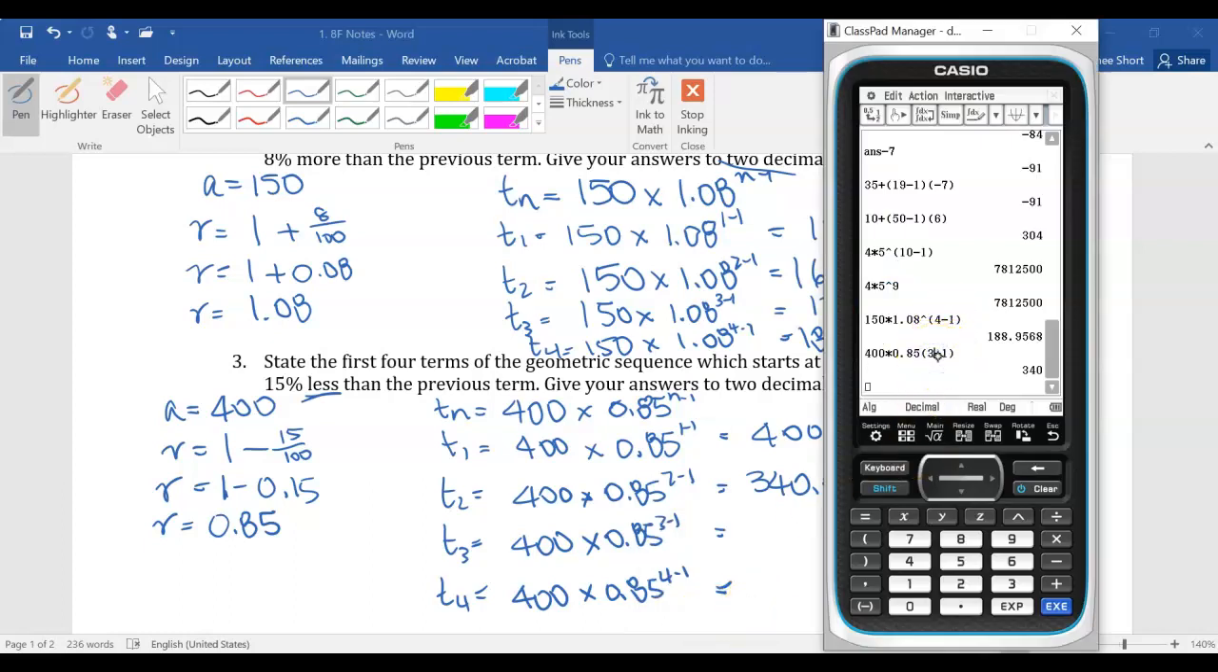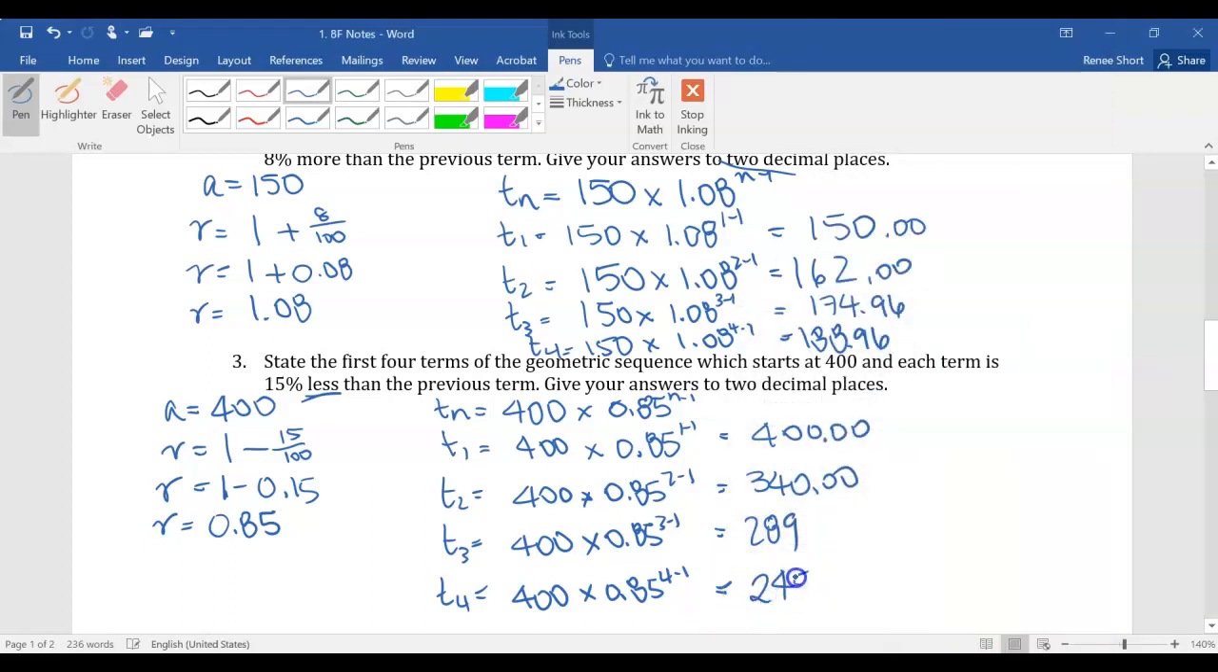I'm just going to change this number in the bracket to be 3. I don't know what it's done there because it's increased it. 400 times 0.85. Oh, I deleted the power, sorry, to the power of 3 minus 1. So it becomes 289. So 289, and then the final one was 245.65. So I'll just add those decimal places on too.